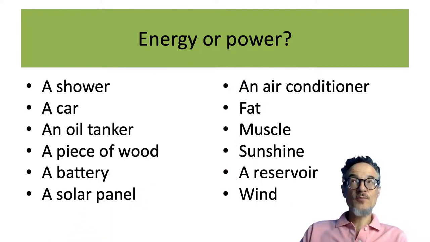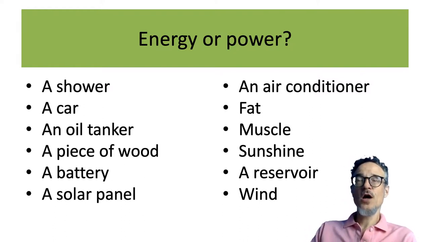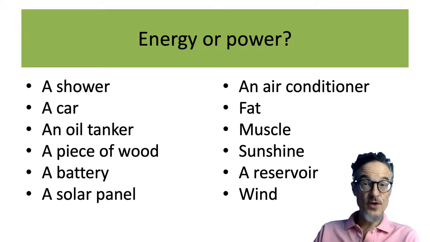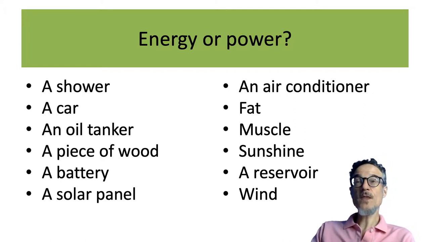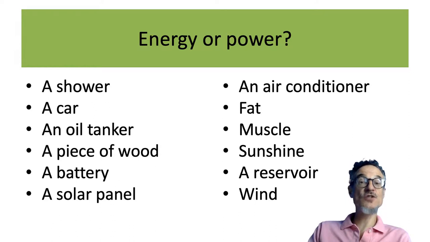So energy or power. With a shower, we're probably thinking about power. A car, we're also probably thinking about power. An oil tanker is full of oil. Oil is full of energy, so we'll probably be talking about energy. A piece of wood we can burn. If we burn it, it will give off energy. Similarly, a battery is a store of energy. A solar panel is usually rated in watts, so that's talking about power. Similarly, an air conditioner is using power. Fat in our body is the way our body stores energy.